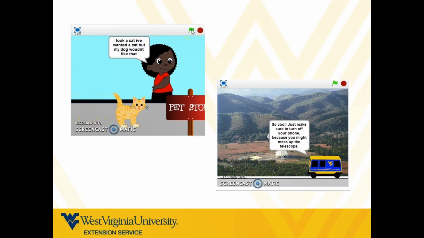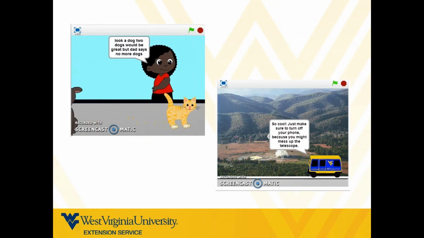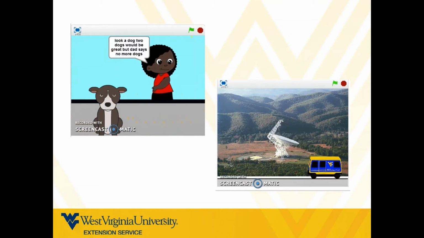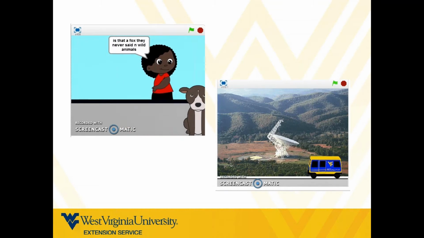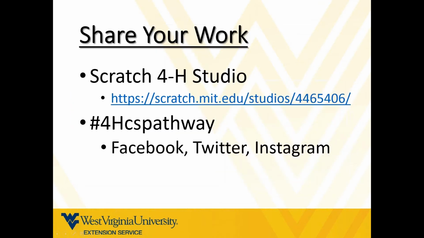So National 4-H encourages us to share our work, to show what we've been doing, and there's 2 ways to do that. There's actually a Scratch 4-H studio that National 4-H has that kids can share their work to, and all of them are displayed together. If you're displaying youth work or work that you're doing or giving a shout out on Facebook, Twitter, or Instagram, you can use the hashtag 4HCS Pathway.